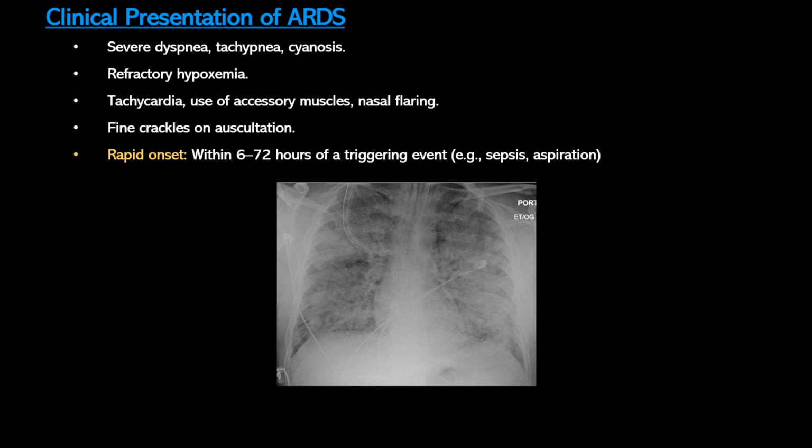Patients with ARDS typically present with severe dyspnea, tachypnea, and cyanosis, often accompanied by hypoxemia that does not improve with conventional oxygen therapy. Other signs include tachycardia, use of accessory muscles for breathing, nasal flaring, and in severe cases, altered mental status due to hypoxemia. On auscultation, you may hear fine crackles, especially in the lower lung fields. The onset of ARDS is usually rapid, occurring within 6 to 72 hours of a triggering event such as sepsis, trauma, or aspiration.